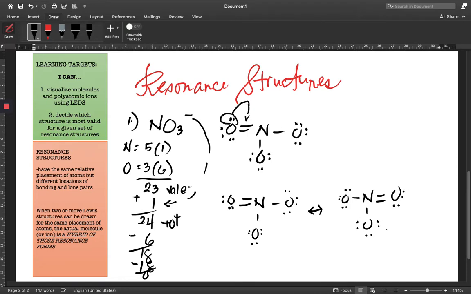Or lastly, the last pair is this one, N, and then you have O, and then O, with a double bond between the O and N. In this oxygen atom already, so 1, 2.